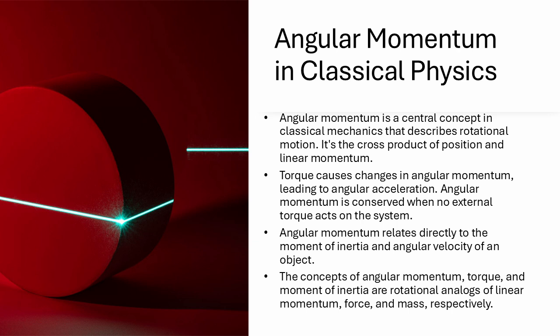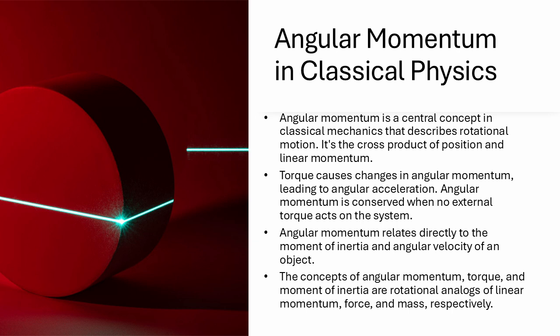So to sum it up, we've got angular momentum, this measure of an object's spin. And it's determined by things like the object's linear momentum, its distance from the axis of rotation, and its moment of inertia. And to change that angular momentum, we need to apply a torque. That's a great summary. And remember, the concept of conservation of angular momentum is key. It tells us that in a system without external influences, the total angular momentum stays constant.